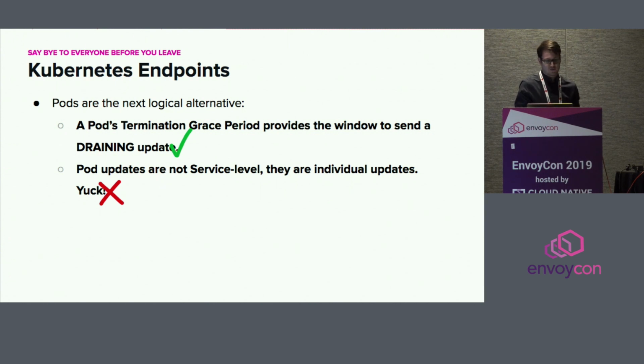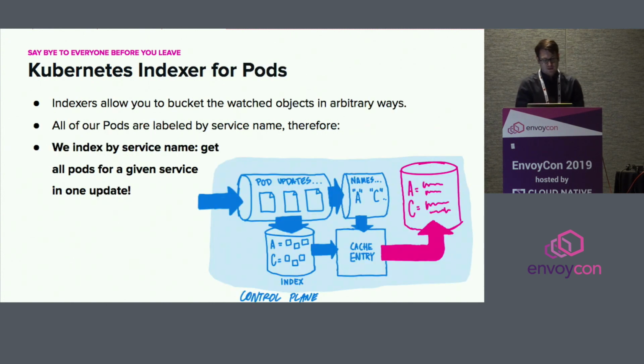We don't get the whole state of the world. We're going to get updates for every single pod, and then we're going to have to maintain a cache as well. Sounds really annoying. So if you dig a little deeper into the Kubernetes client Go code, you'll find this neat little thing called an indexer. The indexer basically allows you to bucket the objects that you're watching in an arbitrary way. So we have a special label on all the pods within a service, and it's really easy for us to use the indexer to bucket all those pod updates into the index by service name.